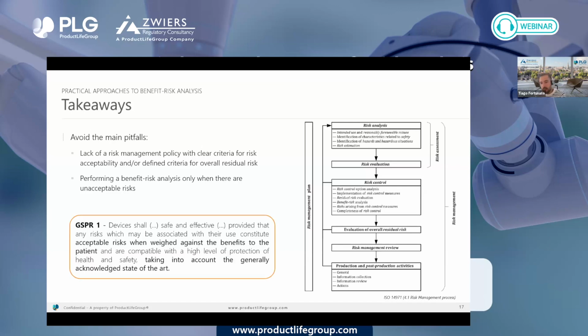And as a final remark, remember that having a positive benefit ratio is essential to be compliant so you can have a safe and performing medical device on the market. So always take into account the generally acknowledged state of the art, which may then be updated over time. And that as a result, your risk management is always ongoing.